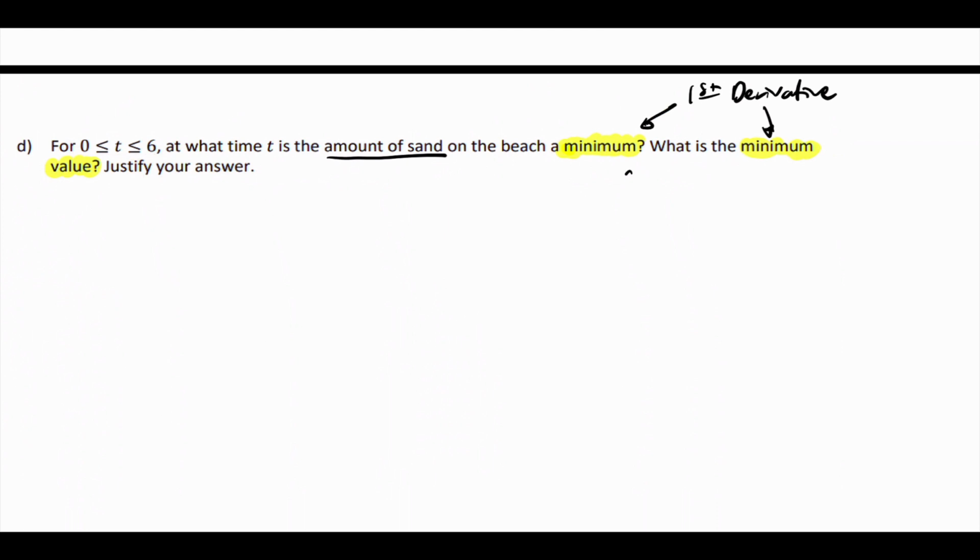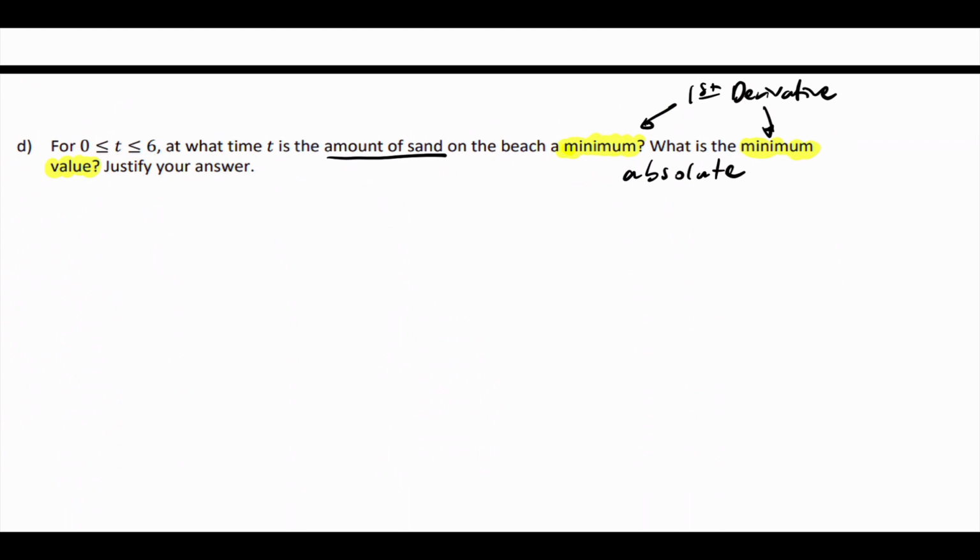You guys just had a question like this on your last test. It talked about an absolute maximum or minimum. Okay, good. So we know we need to find a first derivative to find an absolute minimum. Okay, now our objective is what?